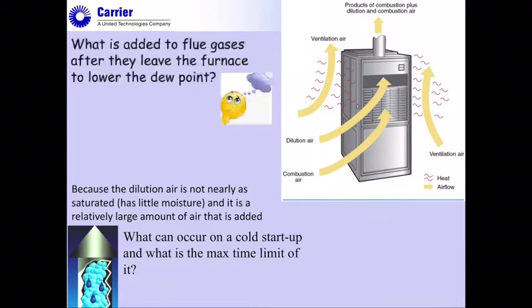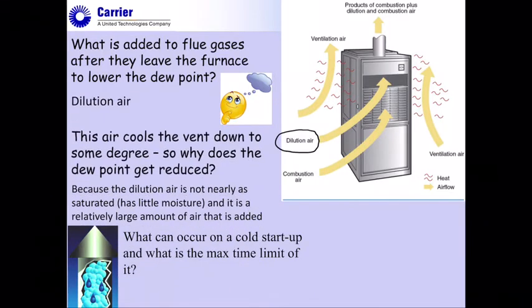So let's take a look at this. One of the questions that I have is, what can happen on a cold start, and what do we add to our flue gases after they leave that furnace to lower that dew point? Well, that's really where our dilution air comes into the application. In any type of system where there is a draft hood, they're going to draw in dilution air to try to lower that. So that's one of the things that has a big impact.